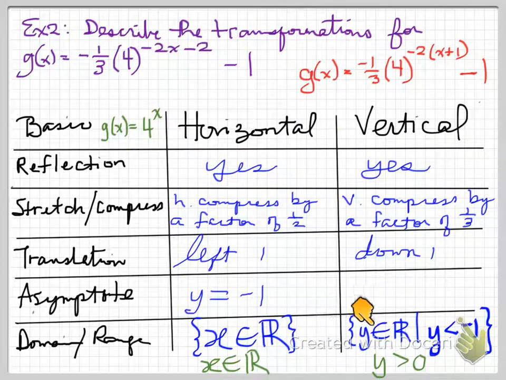When we change the domain and range, it changes according to the information given. X belongs to real stayed the same because it doesn't change. Y belongs to real such that does change because it flipped vertically. Because it flipped vertically, you're going to have y is less than -1. All right.